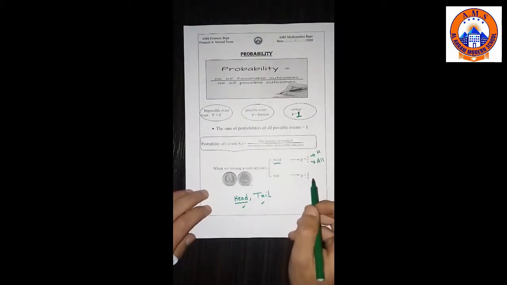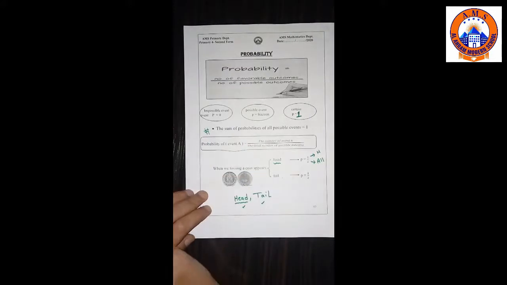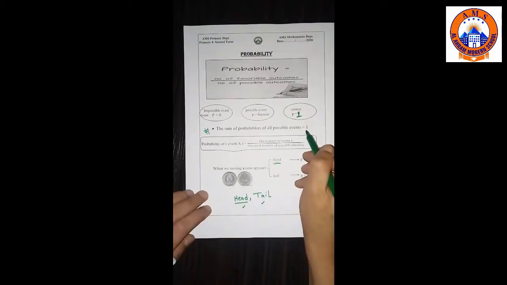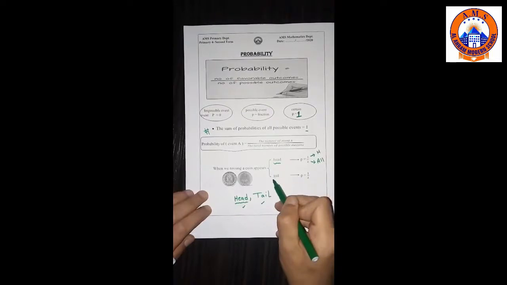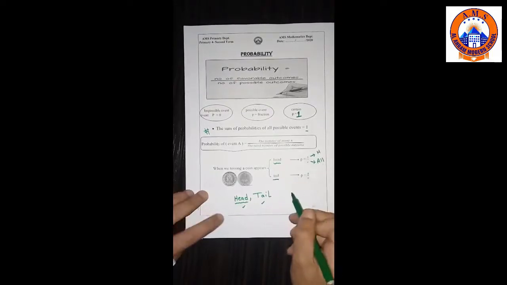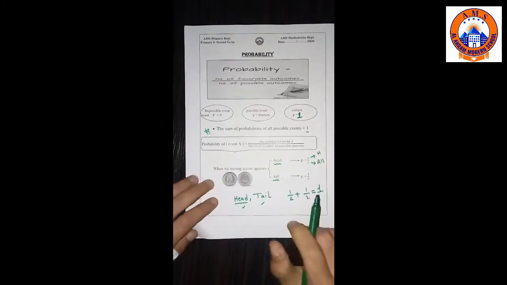And there is an important notice that the sum of all probabilities of a random experiment must be equal to 1. So if I'm tossing a coin, I'm either getting a head or a tail. The probability of head is half, and the probability of tail is half. If I'm adding all the possible outcomes together, the sum of all probabilities must be equal to 1.